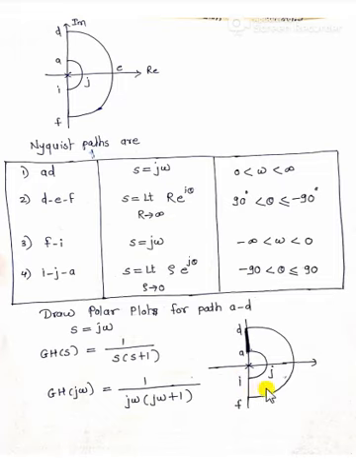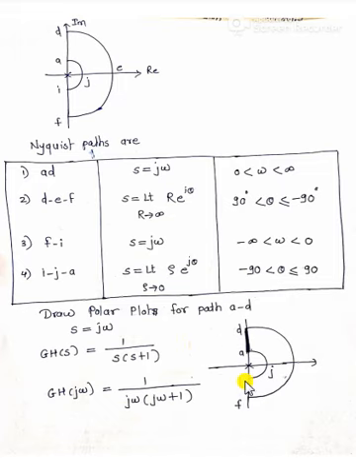Then the last path is I, J, A. Now here S we can write as limit rho e^(j theta), where rho tends to 0. Now this semicircle's radius rho is tending to 0. Now theta, for I it is lying on the negative imaginary axis, the vertical axis, so this angle is -90 and then A is +90 degrees.